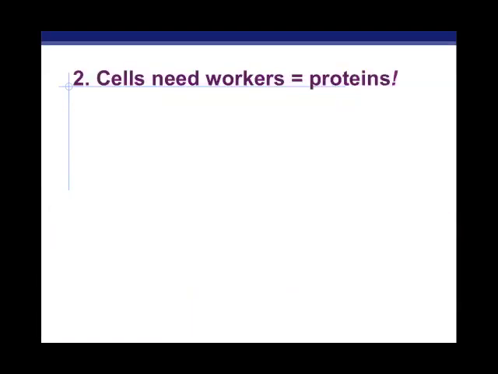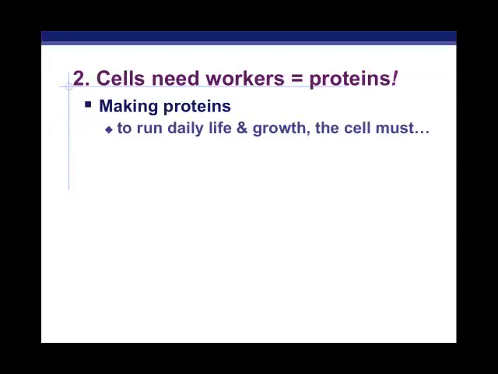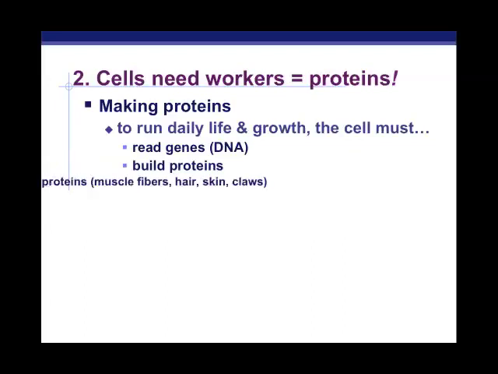Now, this is another main function of cells, is that cells need to make worker bees or proteins. And the way they're made is that DNA, which has genes all along it, codes for the proteins. And it's the DNA that tells the cell how to make the proteins. You need proteins. Your entire body is protein.